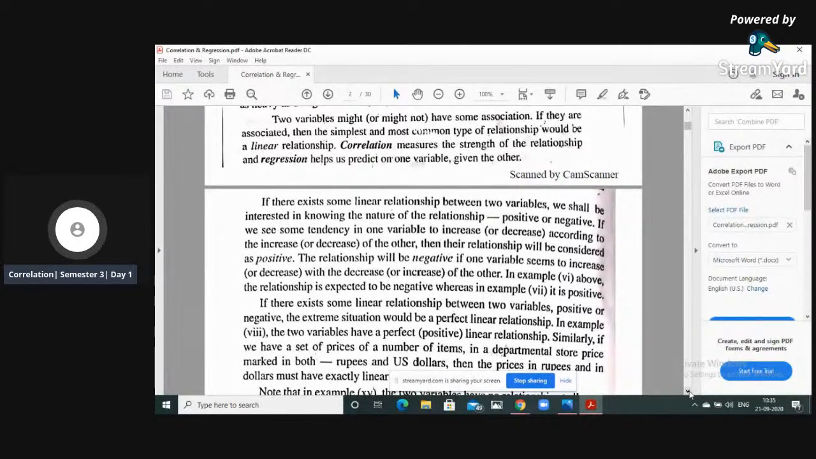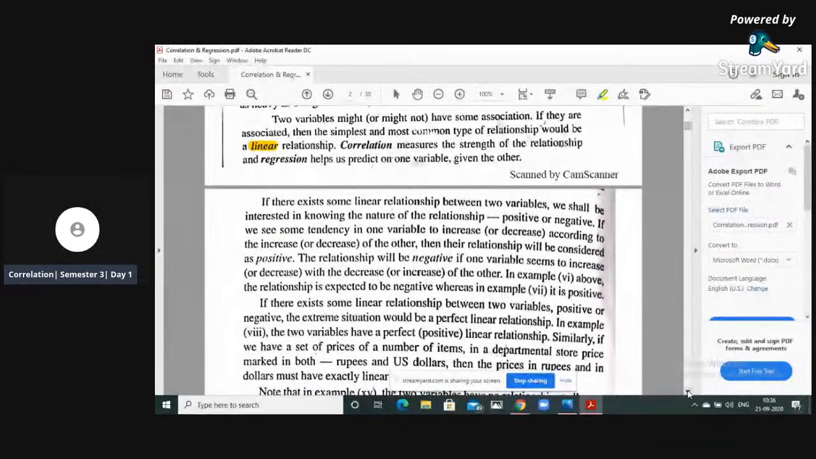So now we come across this term correlation, which actually measures the strength of the relationship, and regression, which helps us predict or forecast one variable given the other variable. Now, mind this, correlation always deals with linear relationship. The word linear is extremely important. It has a relation, but that relation is linear.